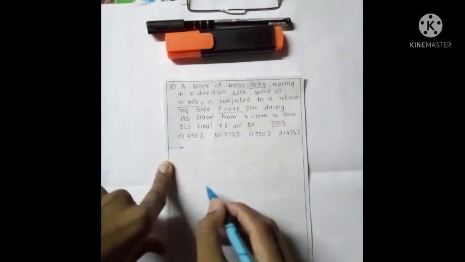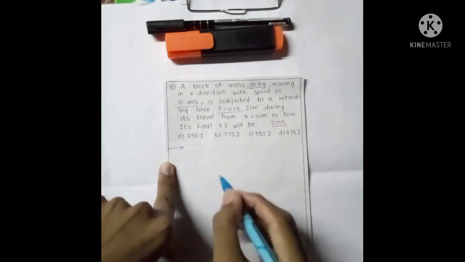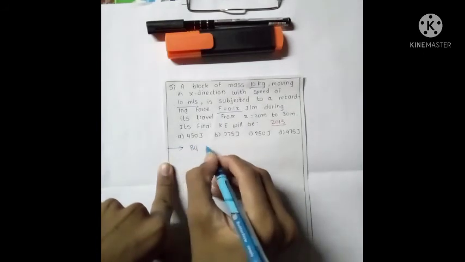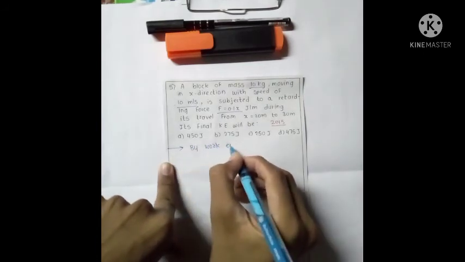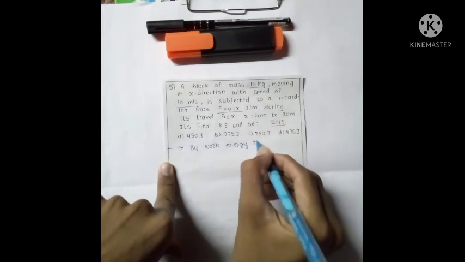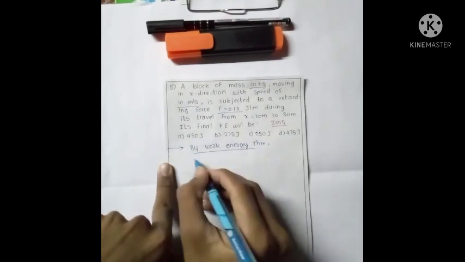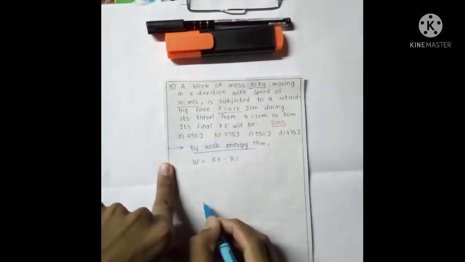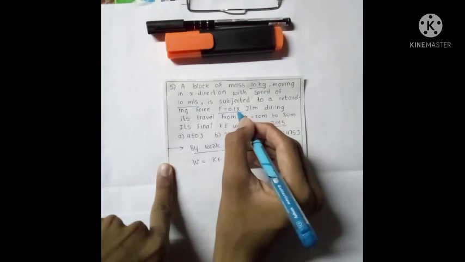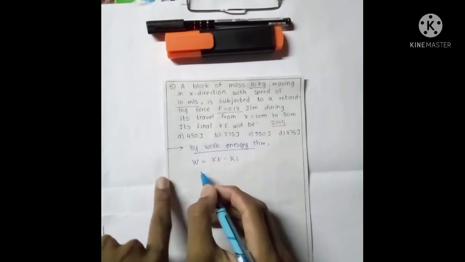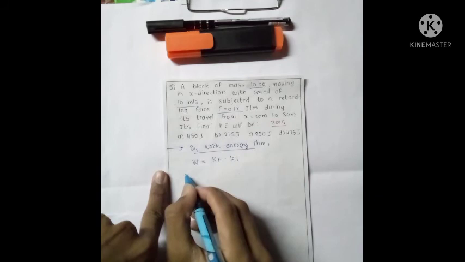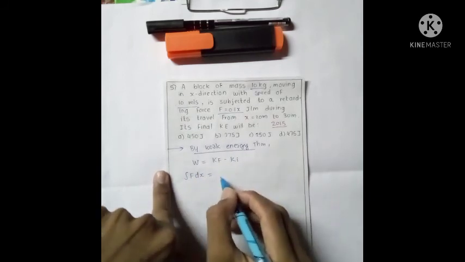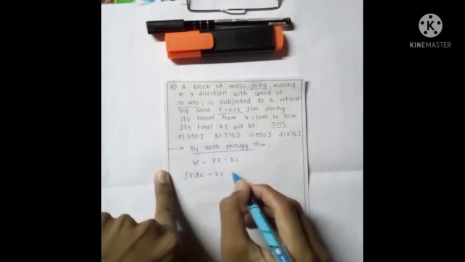So this question can be solved in many ways, but we use the easiest way by work energy theorem. By work energy theorem, work done is equal to change in kinetic energy. So final kinetic energy minus initial kinetic energy. Here force is variable, so we use the formula of work done for variable force. So work done is integration of F dx is equal to final kinetic energy minus initial. So final kinetic energy we have to calculate.